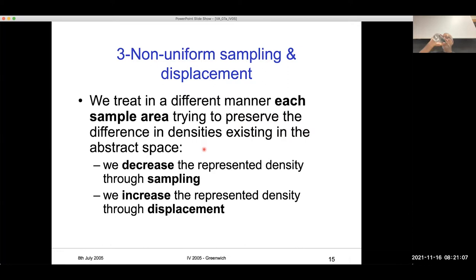To design this, we either decrease the representative density using sampling, or we increase the representative density through displacement, with the goal of having as many differences as possible.